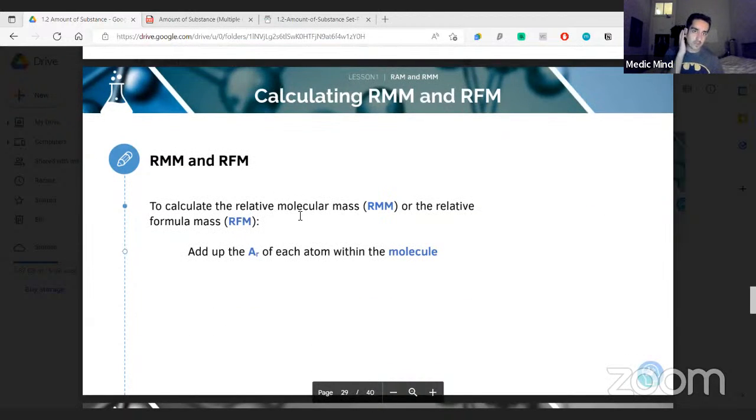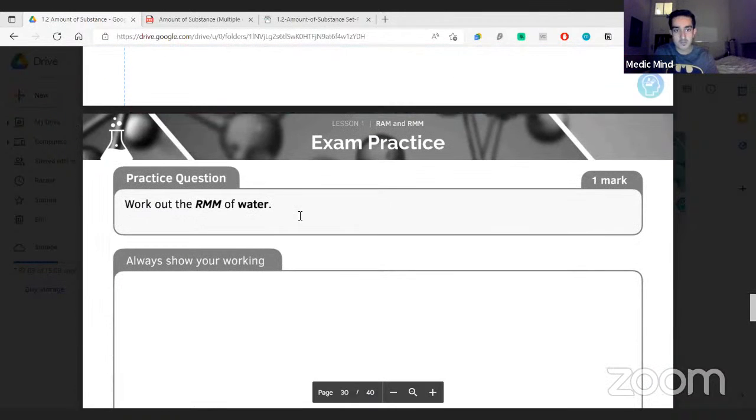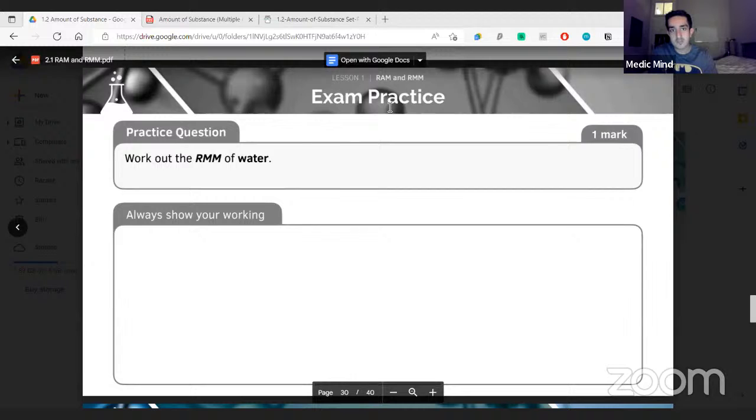So to calculate the relative molecular mass or the relative formula mass, all you do is you add up the Ar of each atom within the molecule. So this should be pretty easy for all of you here. What's the relative molecular mass of water? Should be very easy if you guys put it in the chat.